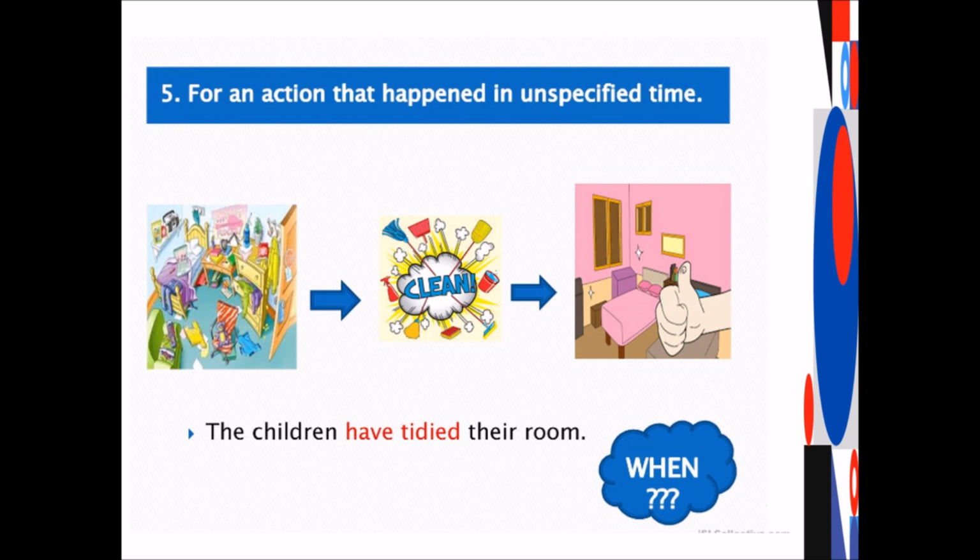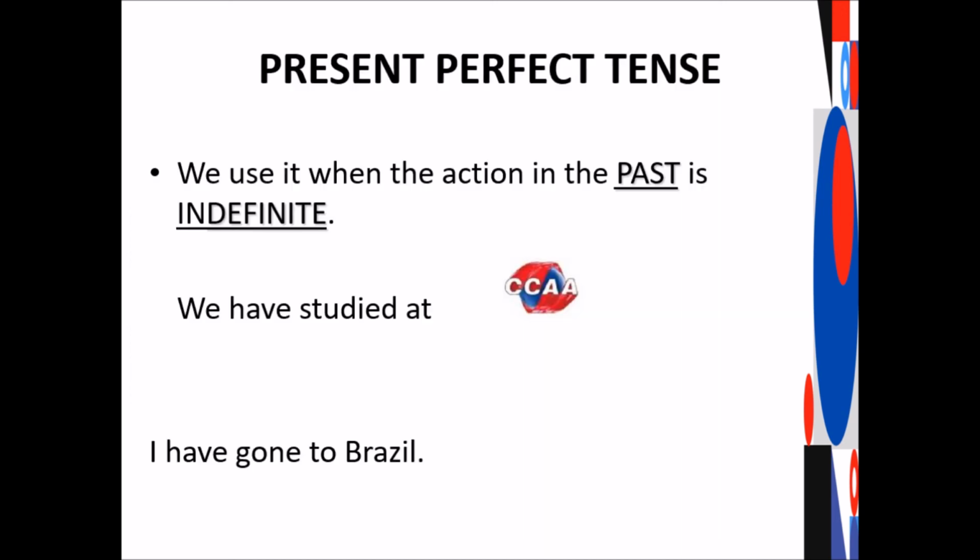But if I say, I studied yesterday, we can see clearly that the time matters in this case, right? So I studied when? Yesterday. So when you do not mention the time when you did the action, you have to use the present perfect. As we have the example here, the children have tidied their room. When? We don't know that. So present perfect.